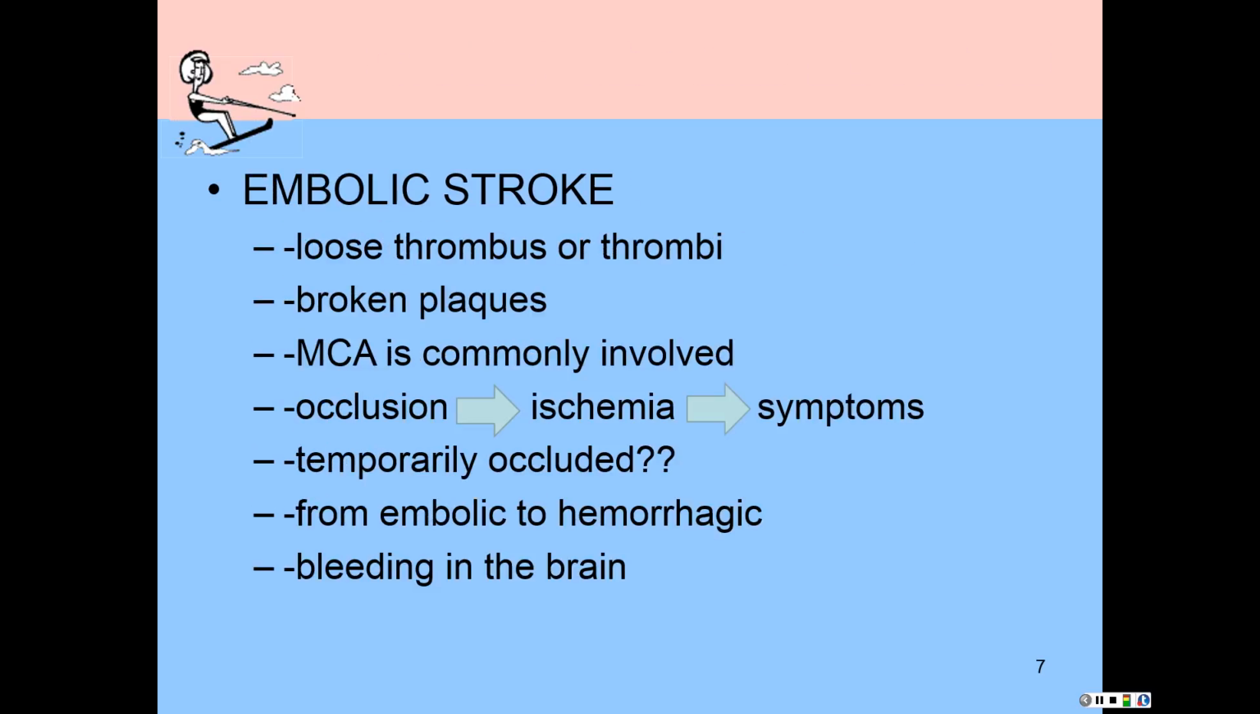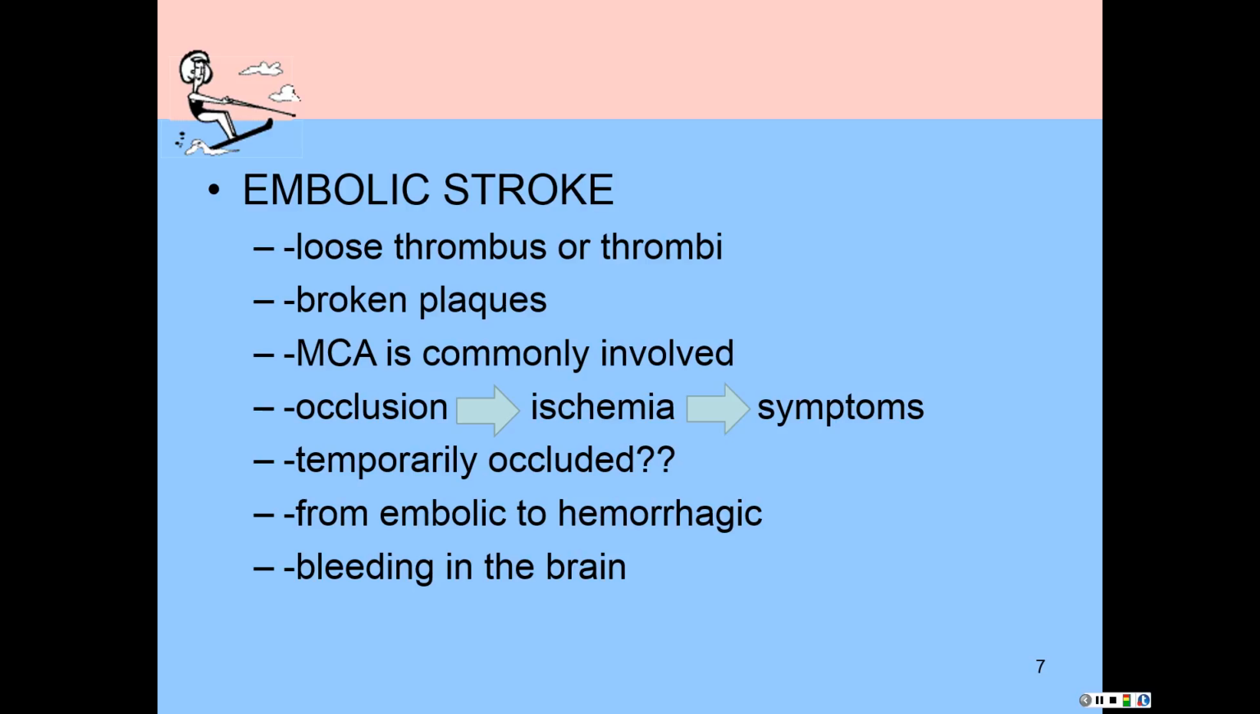Embolic stroke is caused by a thrombus or a group of thrombi which break loose and travel to the cerebral arteries through the carotid artery. The usual source of an emboli is in the heart or it's a plaque. The middle cerebral artery is most commonly involved in an embolic stroke, but emboli tend to become lodged in smaller cerebral blood vessels at the bifurcations or the narrowing of the lumen.